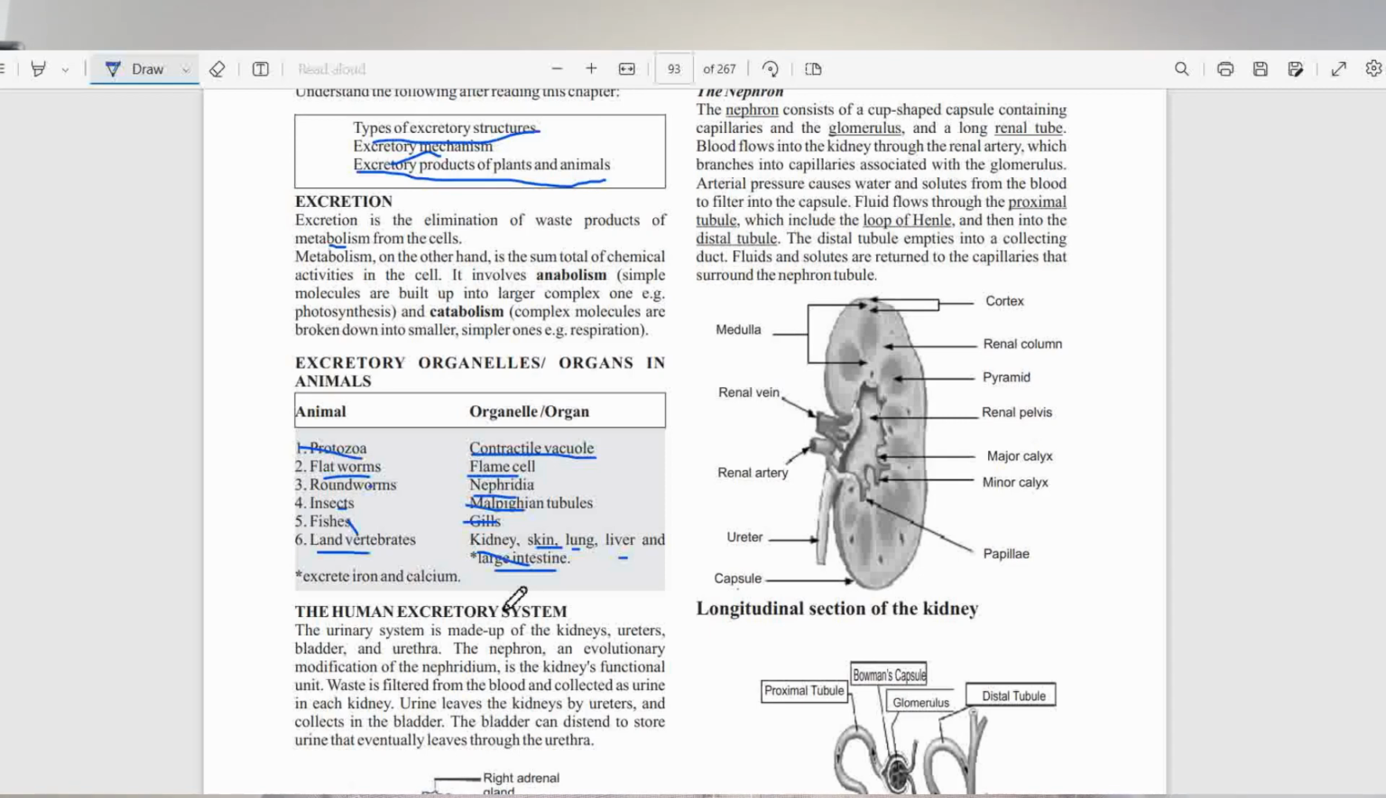Because for urine to be formed, there is a lot of reabsorption of nutrients and secretion of other waste products from the blood into the urinary tubules, which I'm going to discuss very soon. So what makes up the urinary system in humans is the kidney, the ureter, the bladder, and of course the urethra.